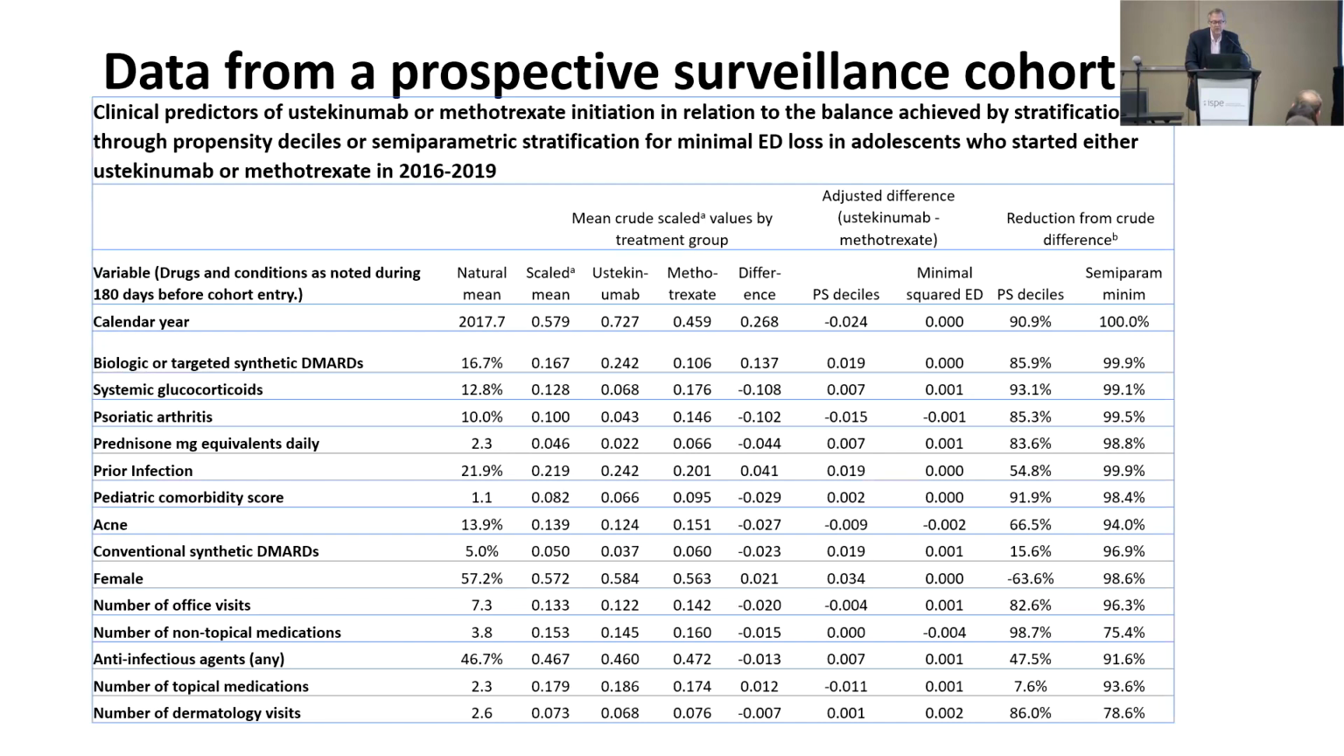Now, our co-author Mia Schneeweiss and her colleagues have assembled cohorts of adolescents treated with immunosuppressants for psoriasis. This slide shows baseline data from 361 adolescents who received ustekinumab or methotrexate. They're both potent immunosuppressants. The variables are shown sorted by the size of the unadjusted differences comparing ustekinumab and methotrexate. And I want to draw your attention to the last 2 columns, which give the percent reduction in the crude covariate difference achieved through the semi-parametric method and, for comparison, propensity decile stratification.